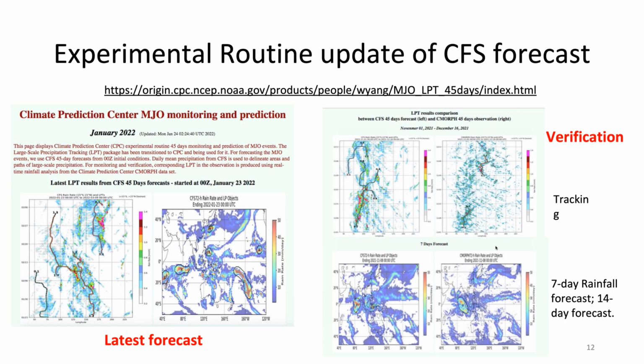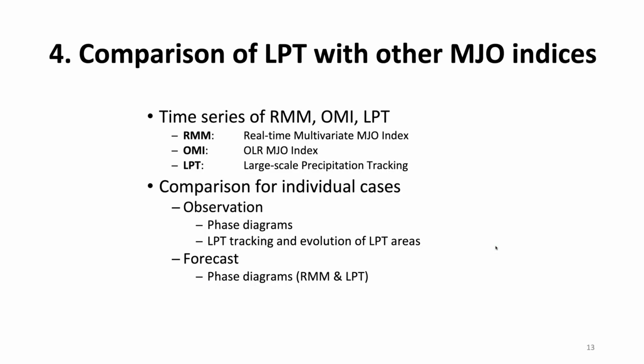And then on the right, we have verification. So for verification, we have tracking. That is a comparison between the forecast and CMORPH precipitation analysis. And then we also have a spatial map for every 7 days. So we have 7-day, 14-day, and so on. So that's basically what we have so far. Obviously we still need to further improve this for other statistics and for better use of the tool. So going to the next slide, please.